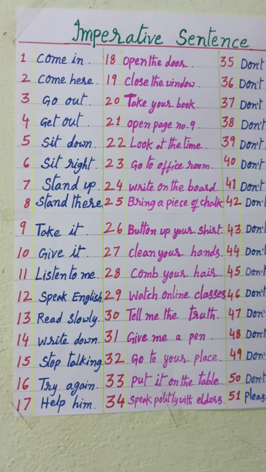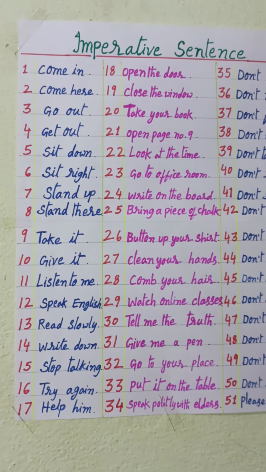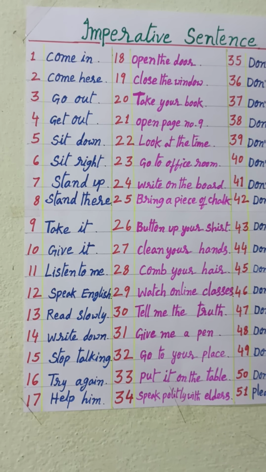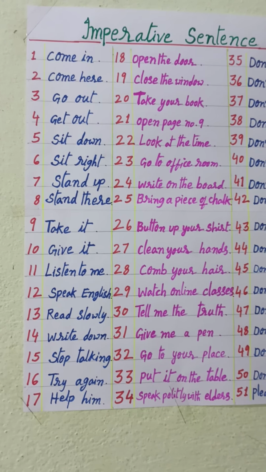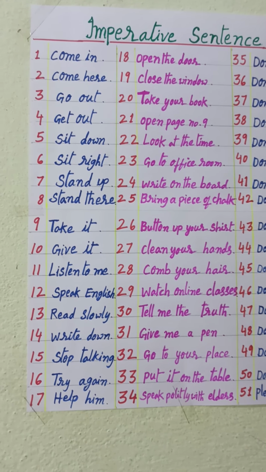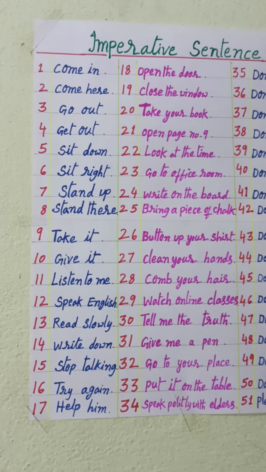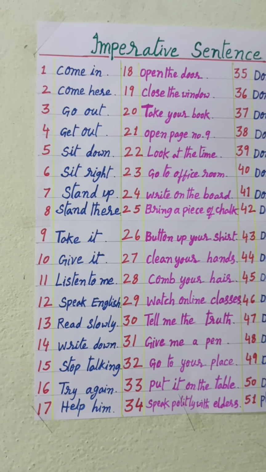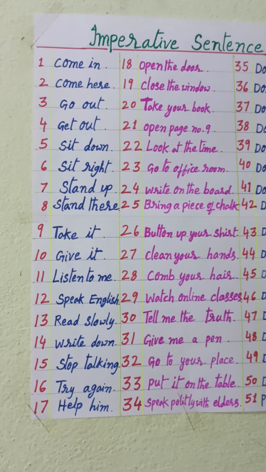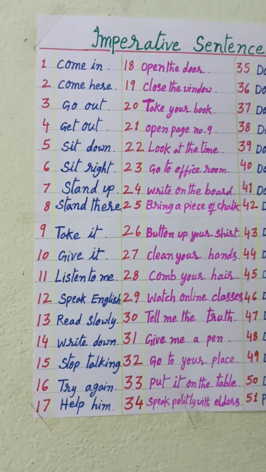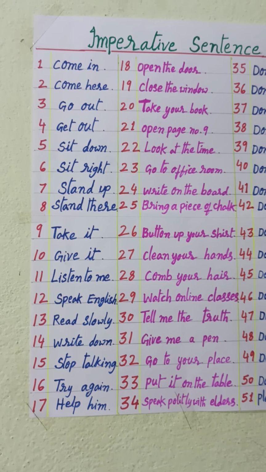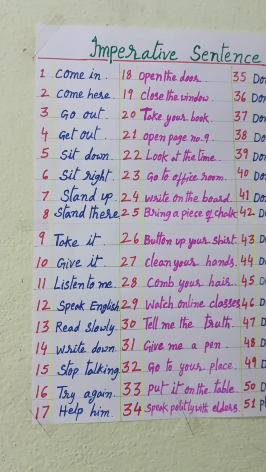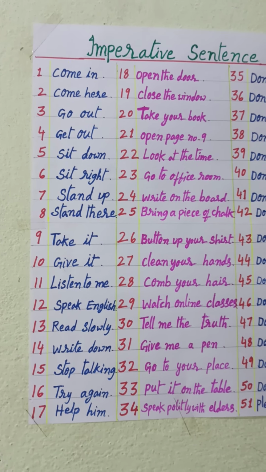If we want to write request, we add please before it or after it. For example, please, comma, come in, or come in, comma, please, and full stop. It is request. Don't come in is order or command.